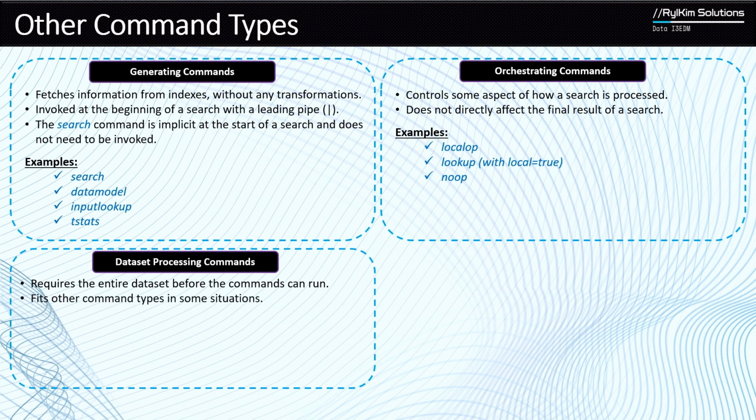And it fits other command types as well. When we are looking at some commands, it's not like we can say one command only fits a specific command type. We just saw that lookup fits as a distributable streaming command, but also as an orchestrating command. That's the same case here with data processing commands. You have examples like the sort command, the eventstats command, the map command. You can consider those as data processing commands, but these commands can also fall into different command types as well.